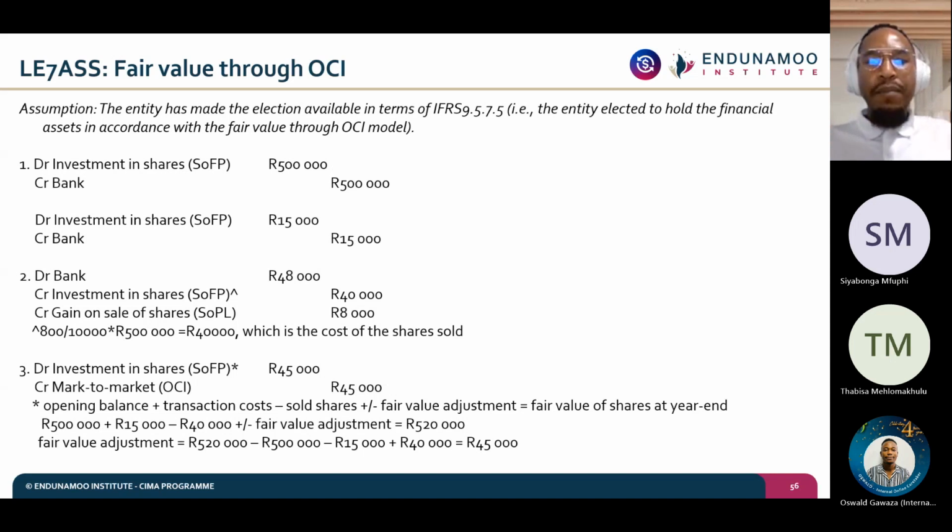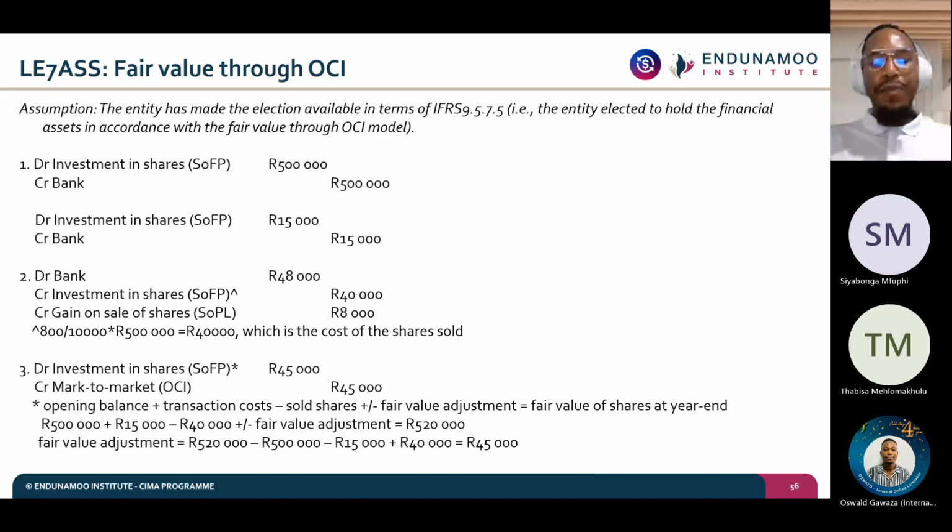However, if we are holding them with a long-term view in mind to realize long-term capital gains, we would then say, fine, we're not trading in these shares. We're holding them with the hope that over the long term, they'll generate a capital return. Therefore, the fair value movements would go through OCI in a separate account called mark-to-market reserve.